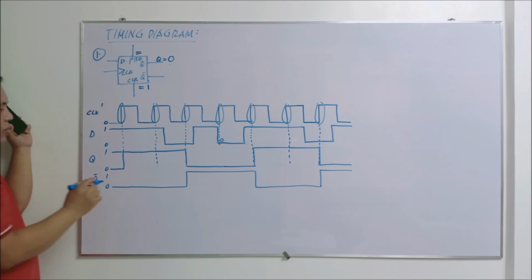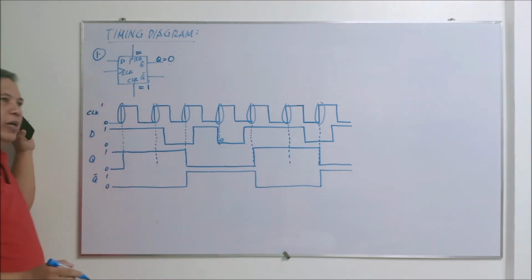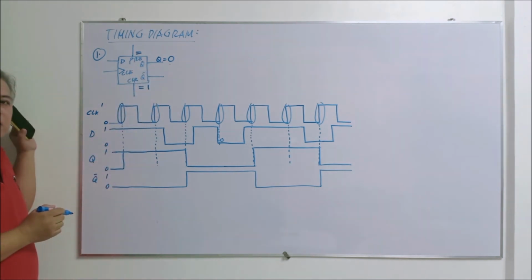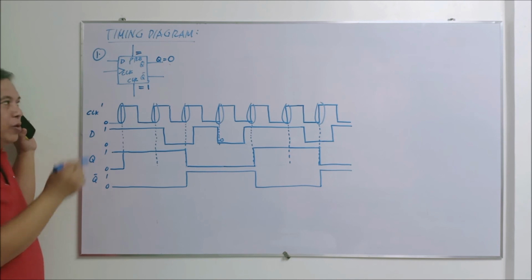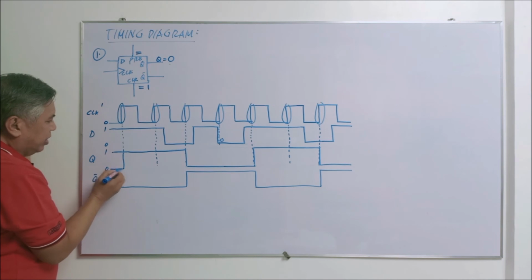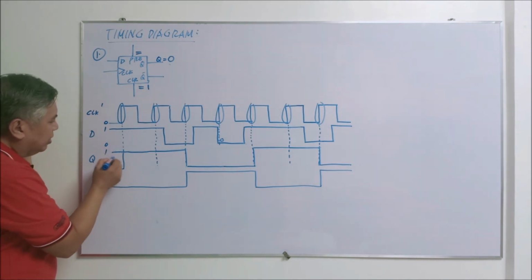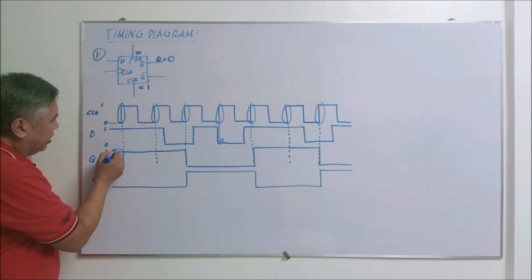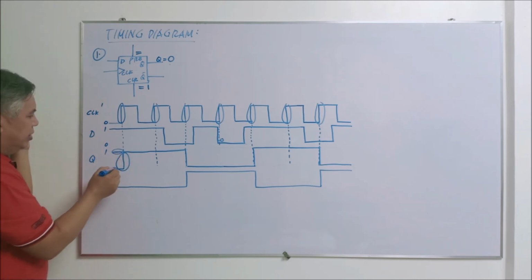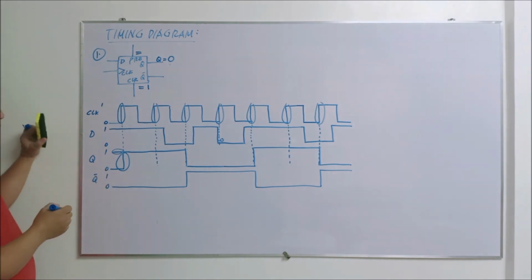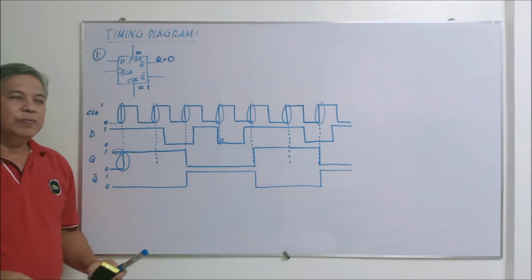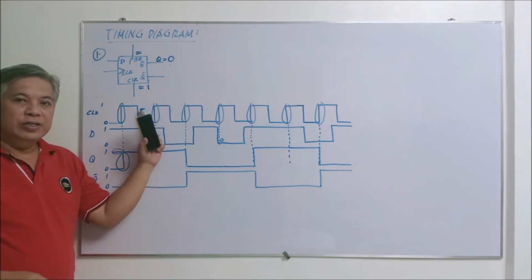Okay? So, it has the same timing diagram. In other words, it will only differ on the initial Q. Okay? If we use preset, then it will start here. If we use clear, it will start here. Okay? So, that is the difference. This particular area for preset and this particular area for clear. Okay? So, that is how we obtain the timing diagram for this particular symbol.